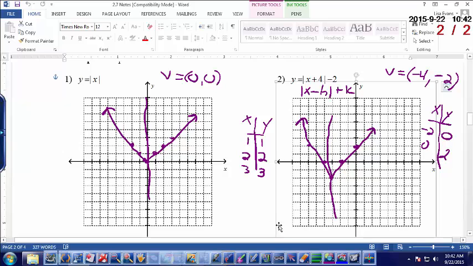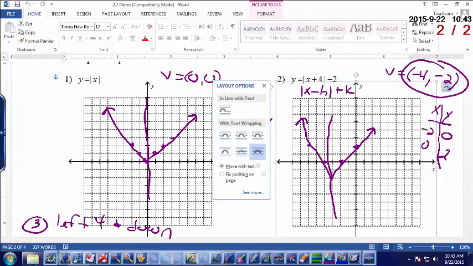Now, if we look at number 3 below, which you can't see, I want to show these graphs. It says to compare the 2 graphs. This is our parent function. This is our translation. So what happened? Our vertex was shifted left 4 units and down 2 units. Now, I didn't need the graph to do that. I can do that by just understanding what the vertex is. Left 4, down 2.